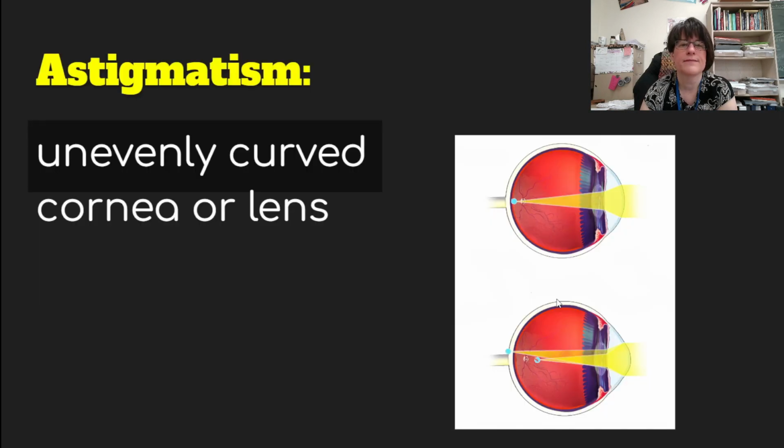Now, some eye disorders. The first is astigmatism, and this is an unevenly curved cornea or lens. We can see nice rounded cornea up here, a pointed cornea down here. So this individual has astigmatism because it's not as curved.